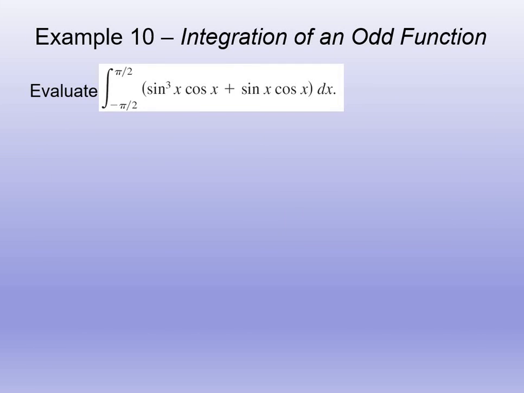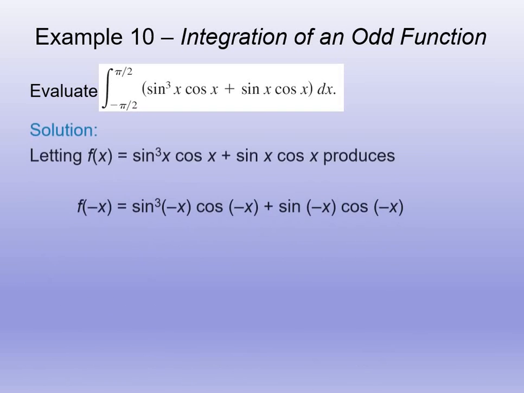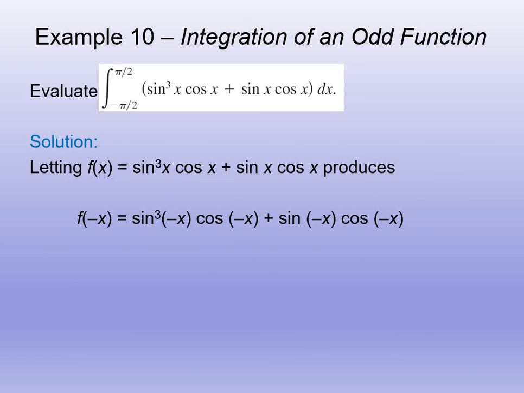Okay, so let's take a look at this function here. Notice it's from negative pi over 2 to pi over 2. So we can check here if it's even or odd. We have sine cubed of x cosine of x plus sine of x cosine of x dx. So what we can do is check to see if we have even or odd symmetry. In this case, we're going to substitute in a negative x. If we get the same function back, it's even. If we get the opposite function back, it's odd.